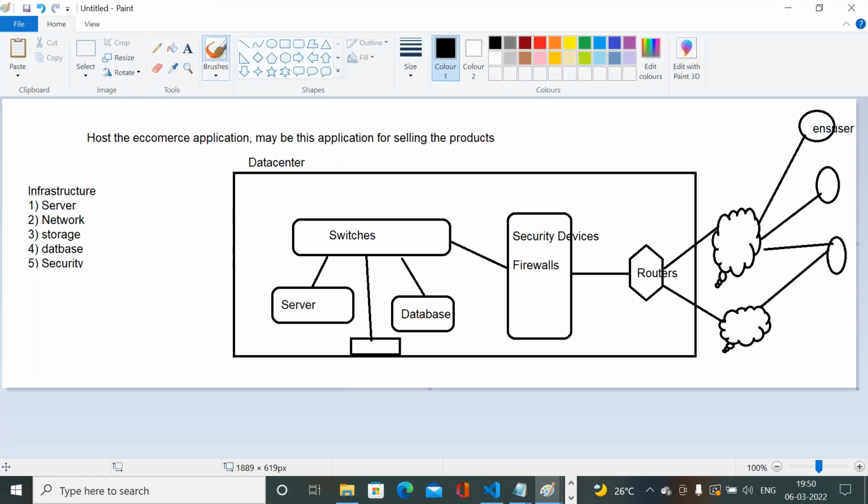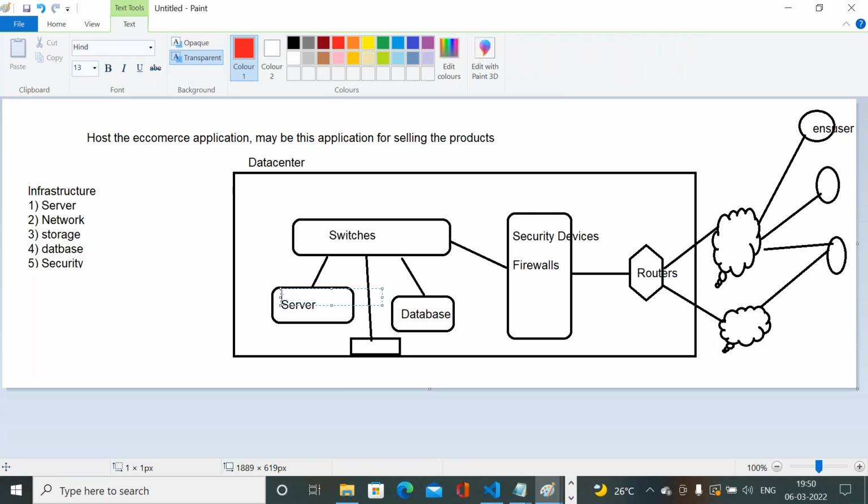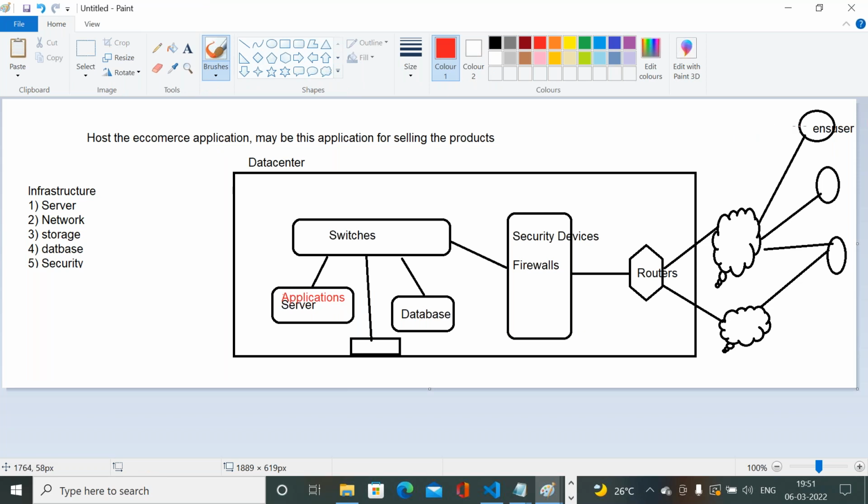Okay, so in the normal traditional way, on the server they'll be installing the applications on top of the operating system. The operating system can be Linux or Windows, anything, and on top of it they'll be installing applications. In order to access the applications, end user traffic will initiate from the internet. From the internet it will come to the service provider, from the service provider to the routers, router to the firewalls, firewall to the switches, from switches to the application.